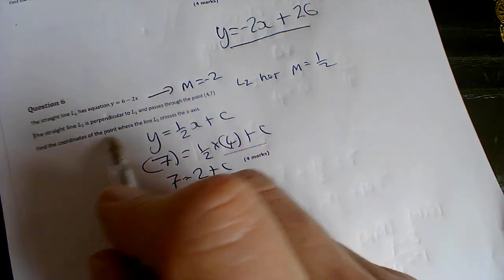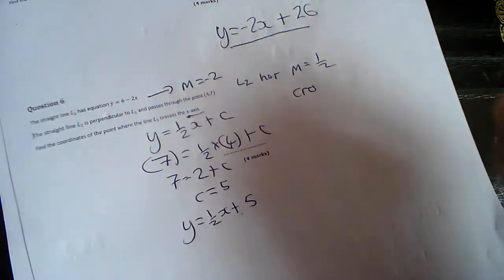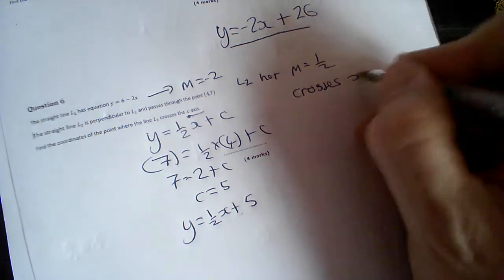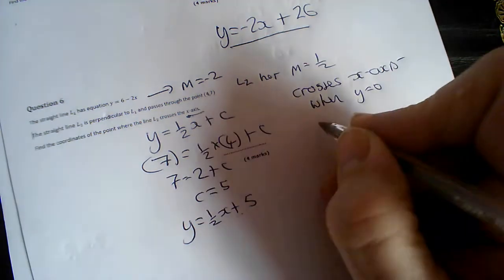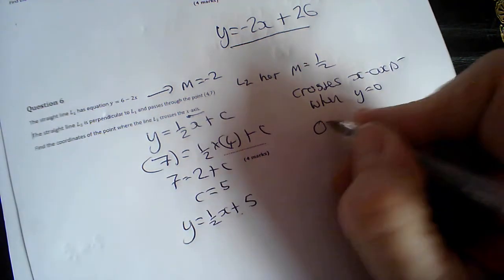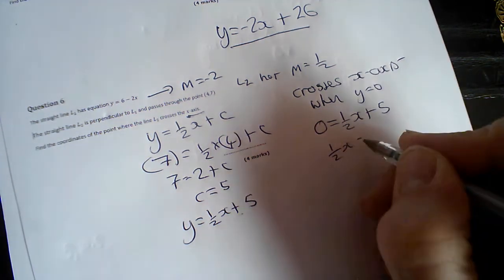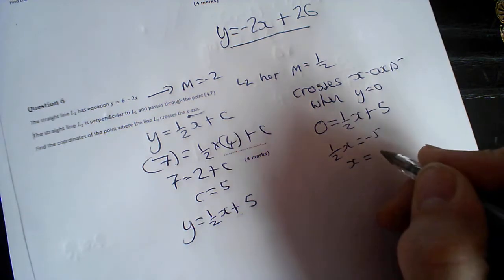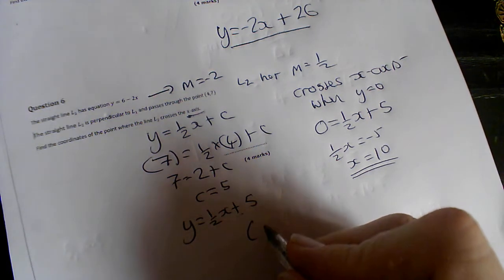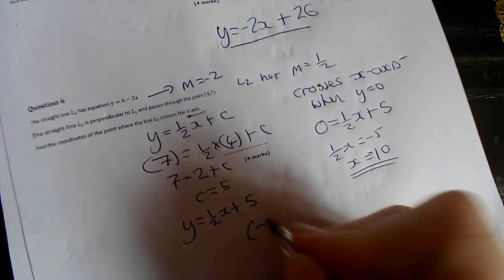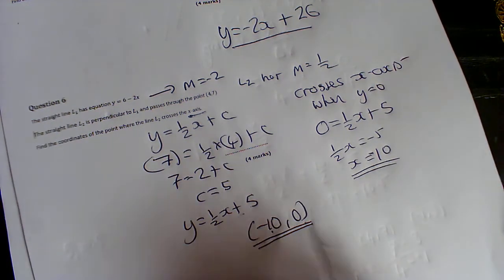Find the coordinates of the point where L2 crosses the x-axis. So it crosses the x-axis when y equals 0. So I put 0 equals a half x plus 5. A half x is going to equal negative 5, so x equals negative 10. So the coordinates where it crosses the x-axis, my final answer here, are negative 10, 0. The line will cross the x-axis at x equals negative 10, y equals 0.